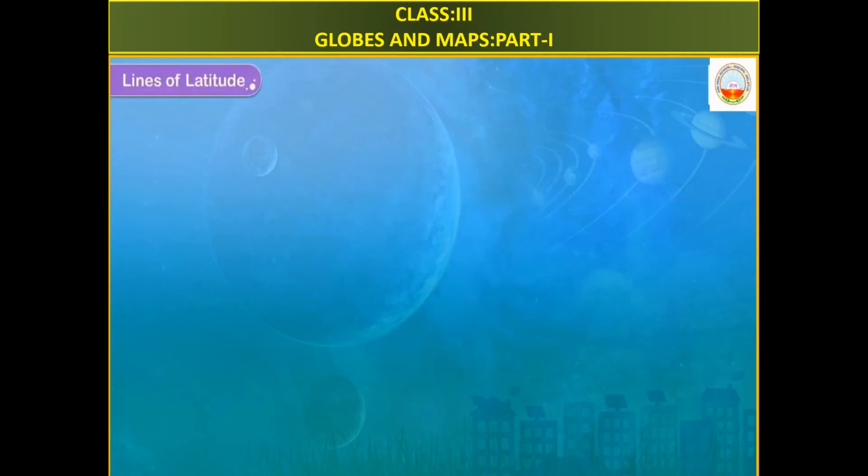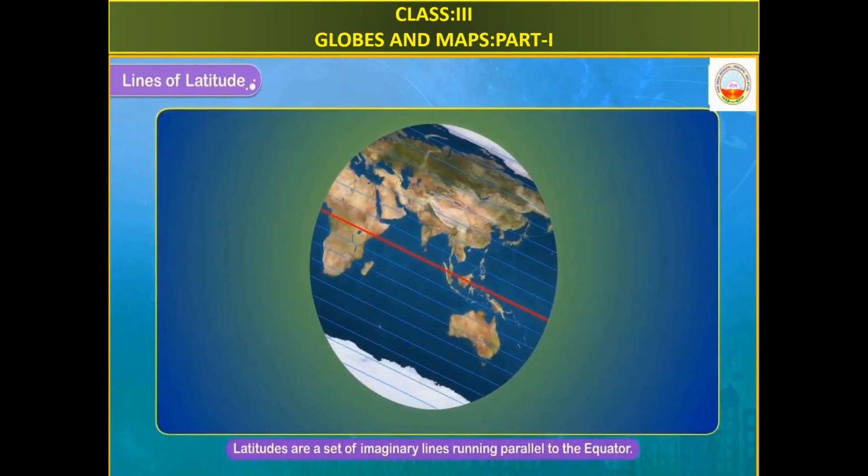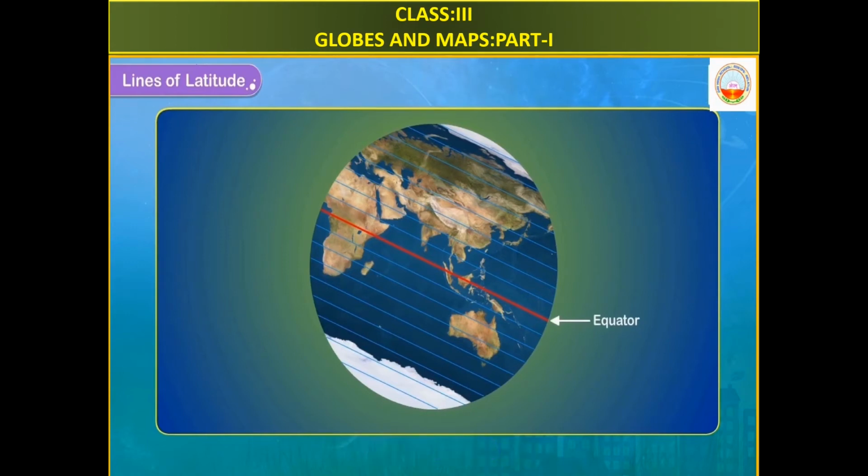Now let us see lines of latitude. Latitudes are a set of imaginary lines running parallel to the equator. The distance between the latitudes is the same. They are also called parallels of latitude. The equator is the longest latitude. Latitudes lie between the equator and the two poles. There are 181 latitudes in all, including the equator.